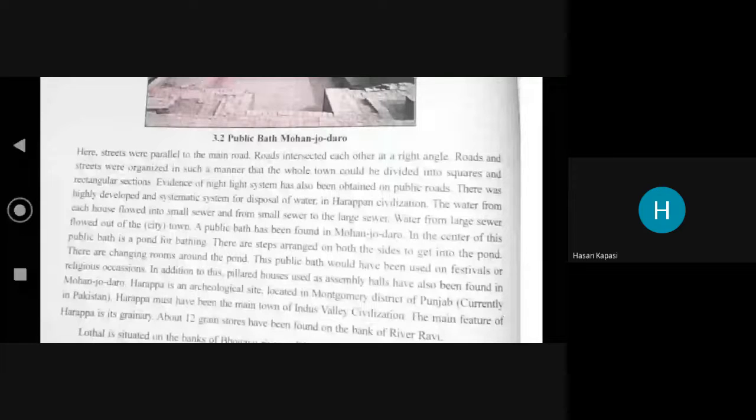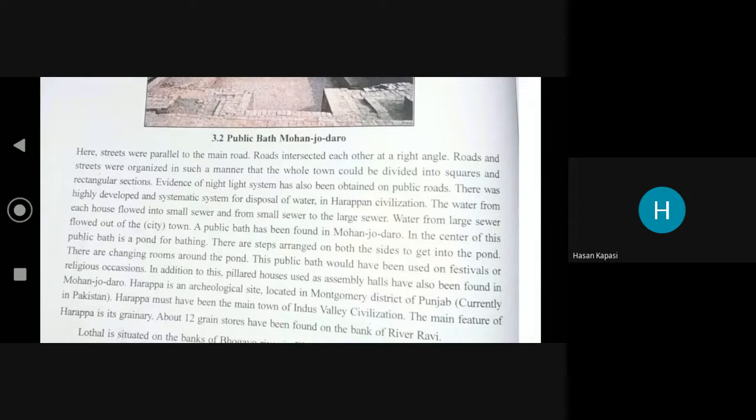The roads intersected each other at a right angle. Where did they intersect? At a right angle. They always intersected at a right angle. Is it clear?